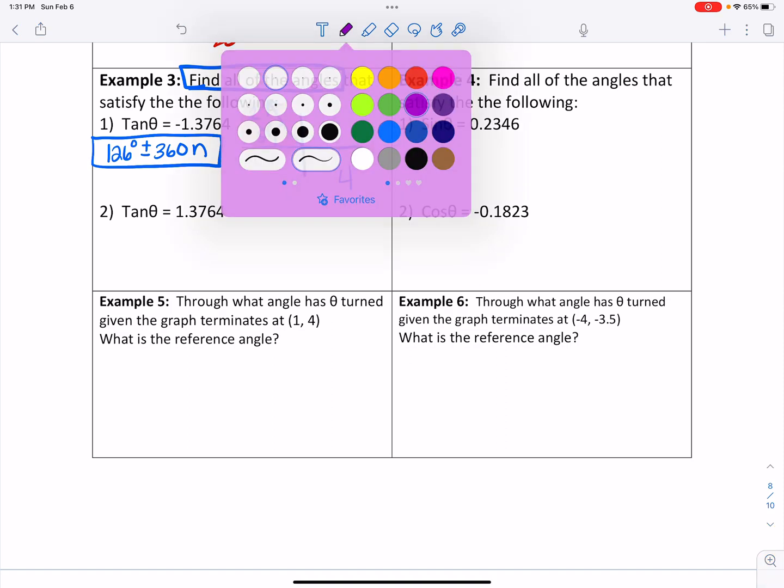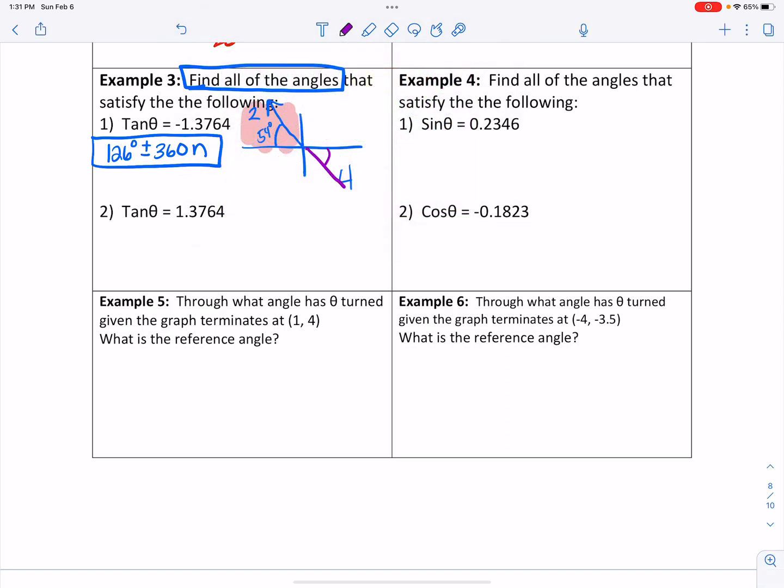So now I'm going to throw that 54 degrees into quadrant 4. So I'm going to do 360 minus 54. That's 306 plus or minus 360n. So those are my answers.